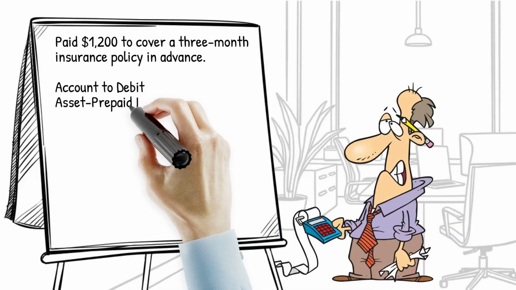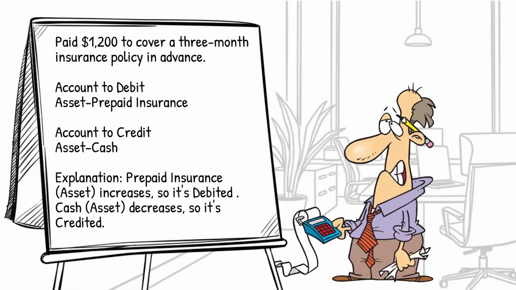Account to debit, asset, prepaid insurance. Account to credit, asset, cash. Explanation: prepaid insurance asset increases, so it's debited. Cash asset decreases, so it's credited.